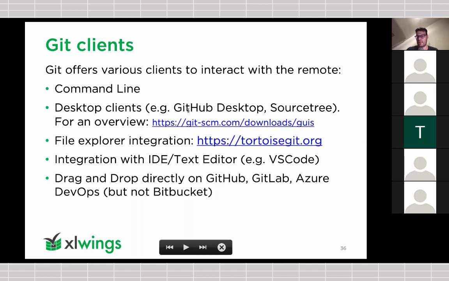There is one from GitHub Desktop. They are free. There are many others, some of them paid. Here is a link with the overview of them. There are many you can choose from. Then there is also TortoiseGit. TortoiseGit, I guess Tortoise was very, very famous for SVN Subversion.